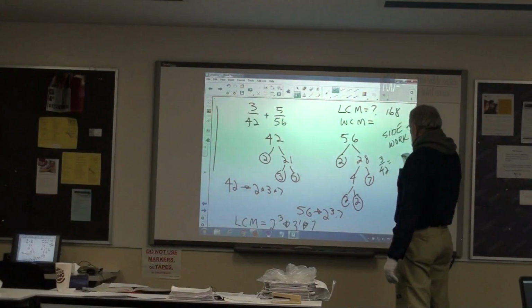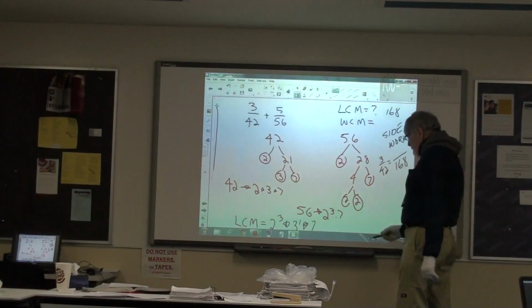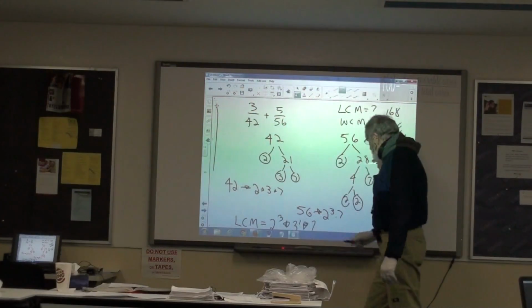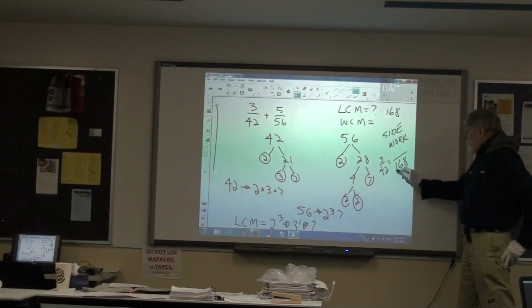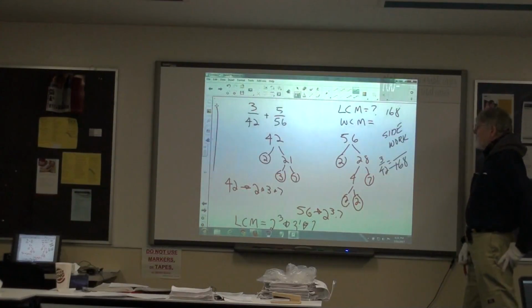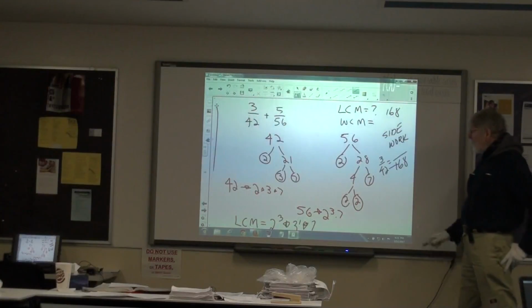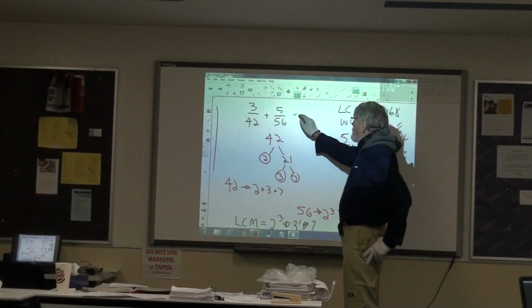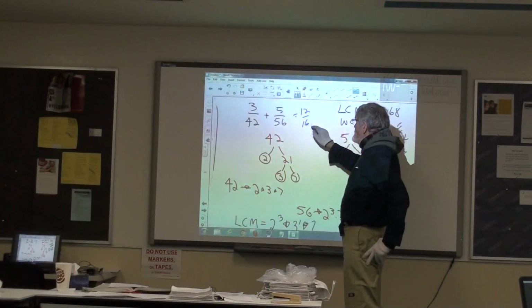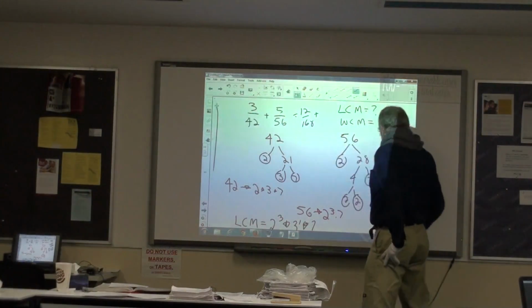3/42 is equal to something over 168. Calculators are encouraged. 42 goes into 168 how many times? 168 divided by 42 is 4. 4 times 3 is 12. So this becomes 12 over 168. So let's continue. More side work.